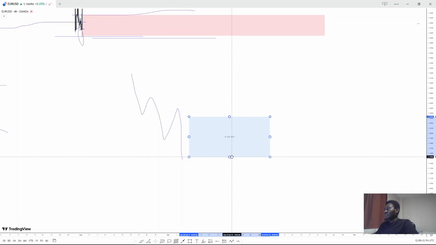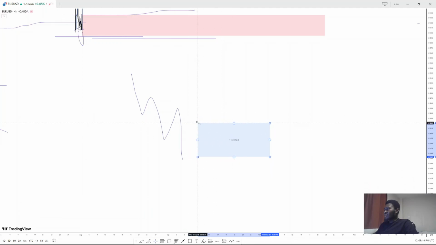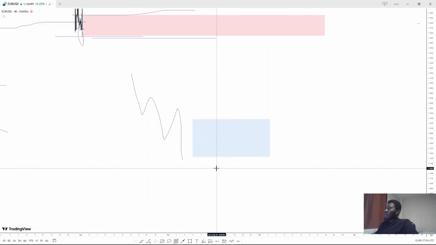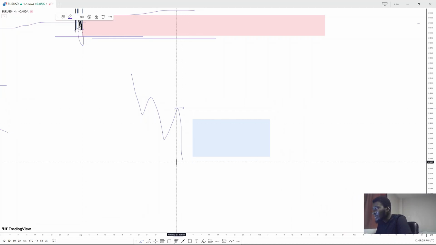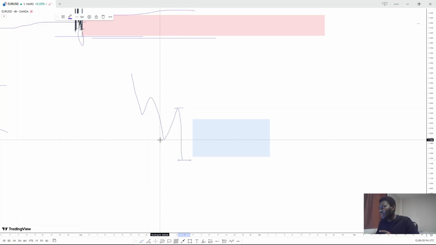Now the first thing: identify your main push and know where the price is. So now we've identified that this is our main push. Two, identify your previous low that was broken by your main push. This is our previous low that was broken by our main push.